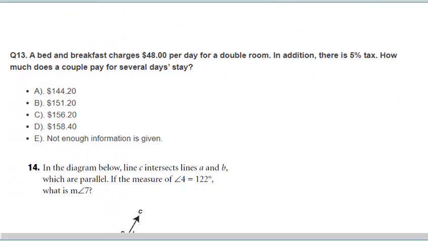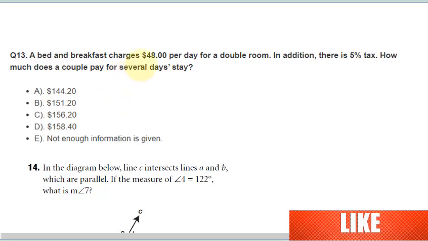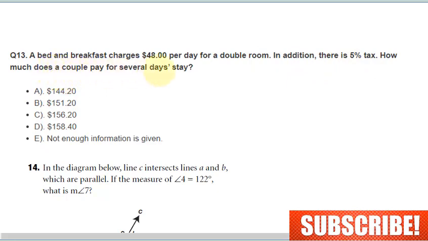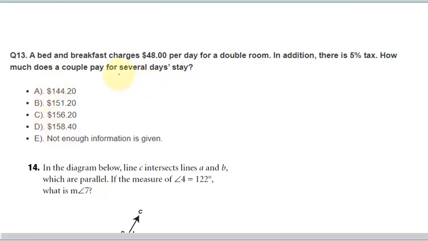So the next question says, a bed and breakfast charges $48 per day for a double room. In addition, there's a 5% tax. How much does a couple pay for several days' stay? Okay, so these are the options. Now, notice it said for several days. If it had given us a specific number of days, then we would have solved the question exactly like that. But because it said several days, there is not enough information to solve this question. So the correct answer here is going to be E.